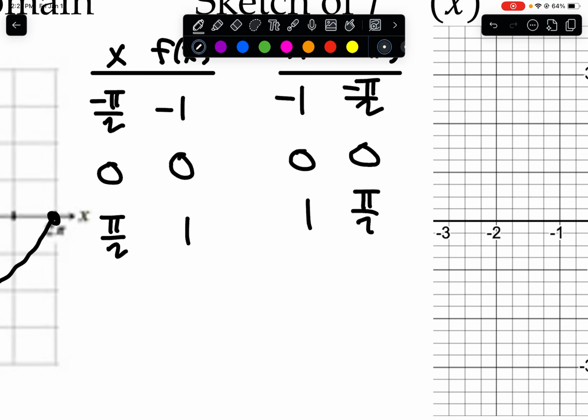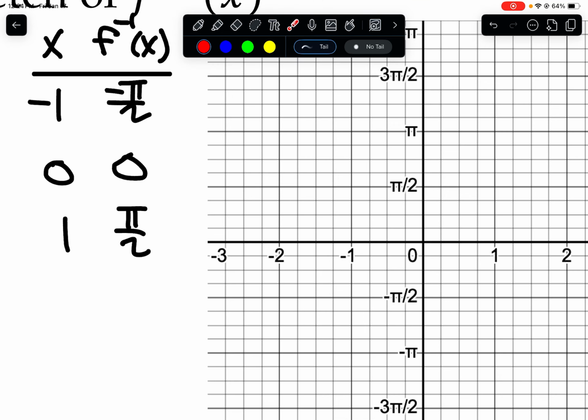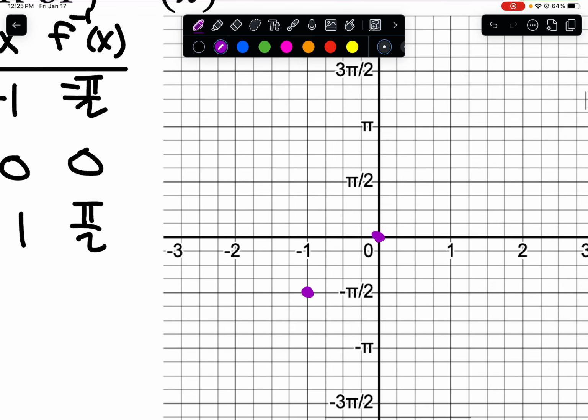So when I plot these points, I'm going to have negative 1, so go to here, and then go to negative pi over 2. It's going to work just like a Cartesian coordinate grid. So I'm going to put my first point here. And then we have 0, comma 0, and then we have 1, comma pi over 2.